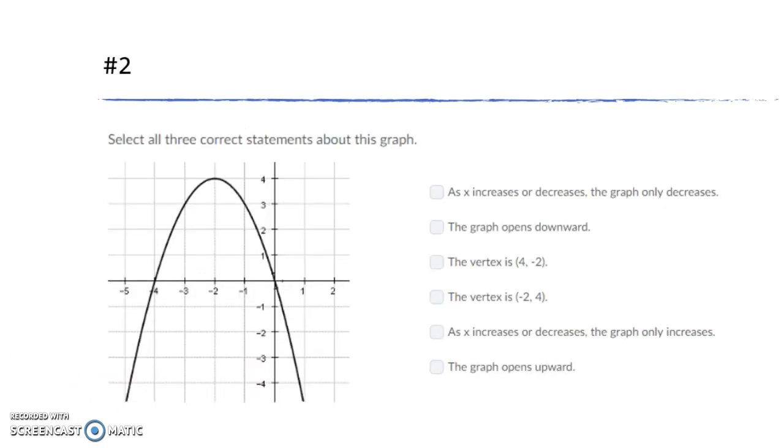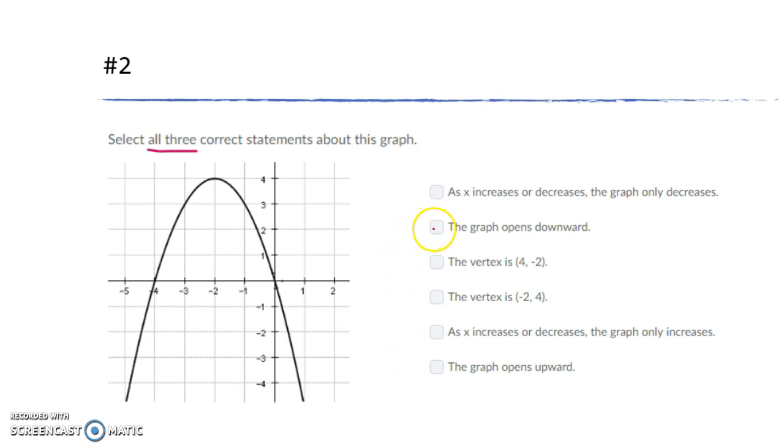Question 2 says select all three. I'm going to underline that. All three correct statements about this graph. And your question might have the answers in a different order than what you see on my screen, but that's okay. Let's go through and pick out some of the obvious options.